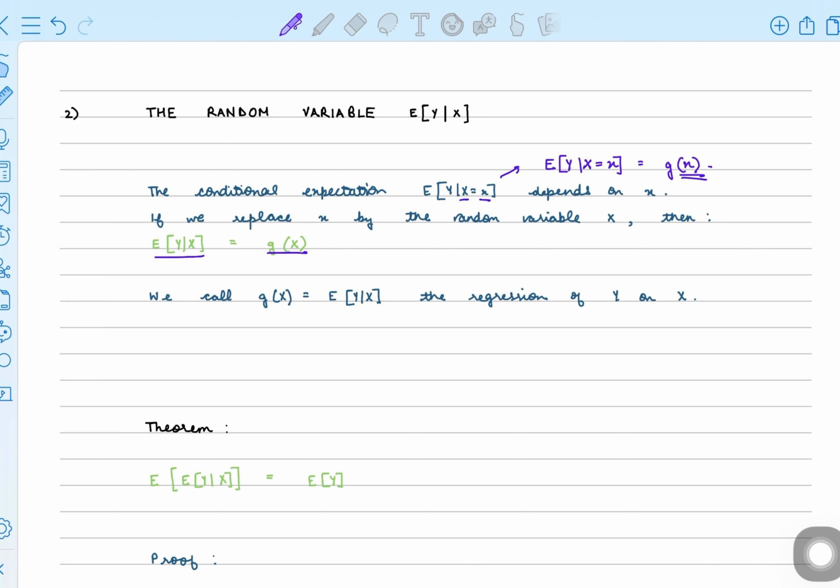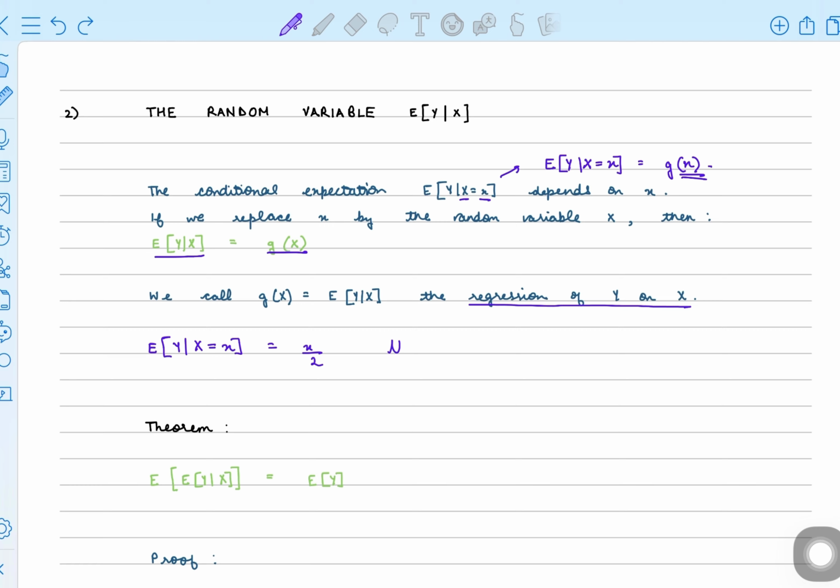This function is also known as the regression function of y on x. For example, if we found that the expectation of the random variable y given the value of the random variable x as small x is as follows, then the expectation of the random variable y given the random variable x will be the random variable x upon 2. This tells us that the conditional expectation changes automatically whenever the random variable x changes.